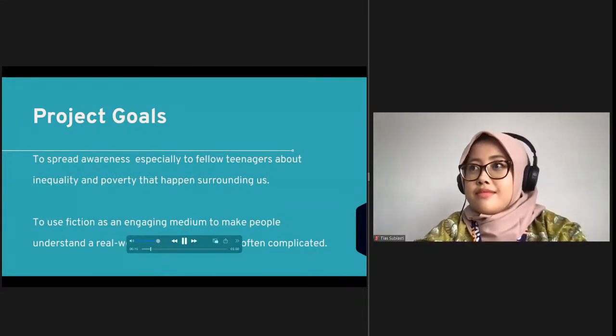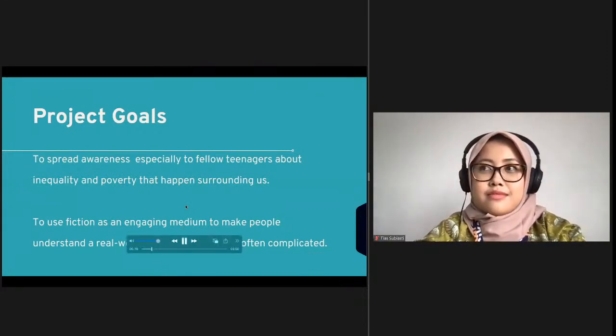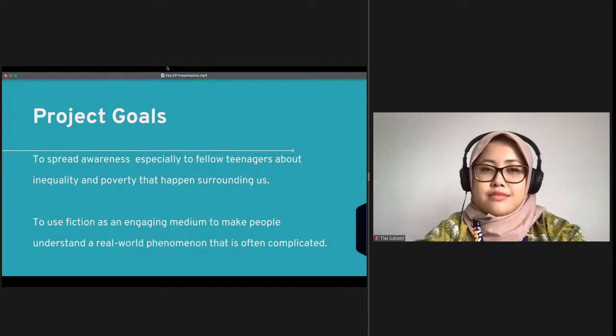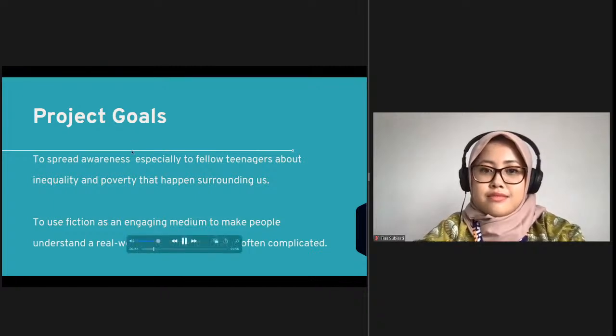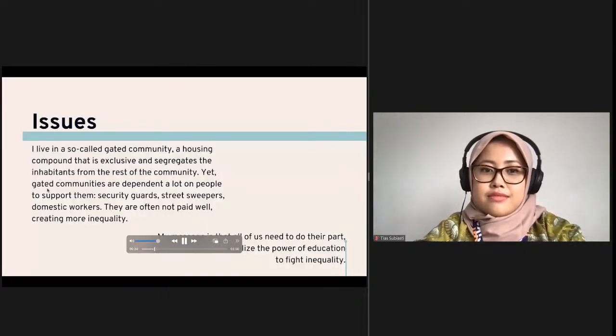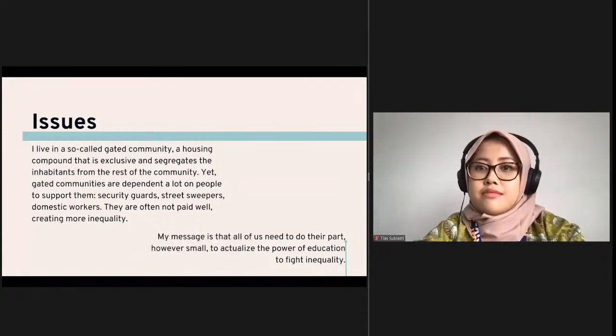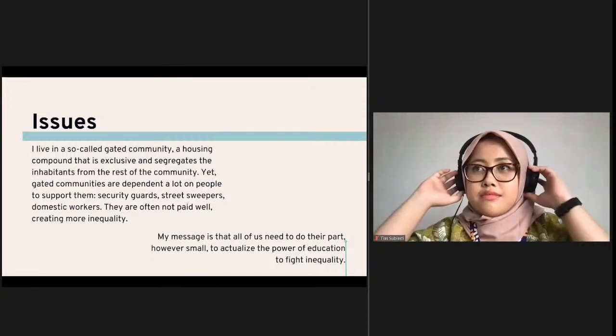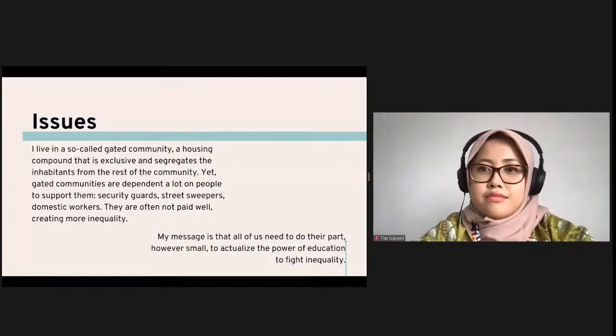Second, to use fiction as an engaging medium to make people understand a real-world phenomenon that is often complicated. The issues are: I live in a gated community, a housing compound that is too exclusive and segregates the inhabitants from the rest of the community. Yet, gated communities are dependent on people to support them. They are often not paid well, creating more inequality.